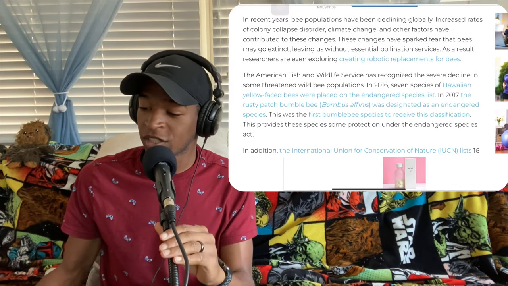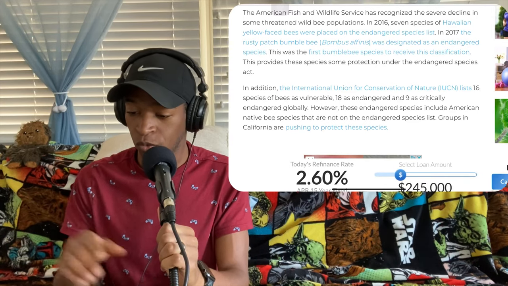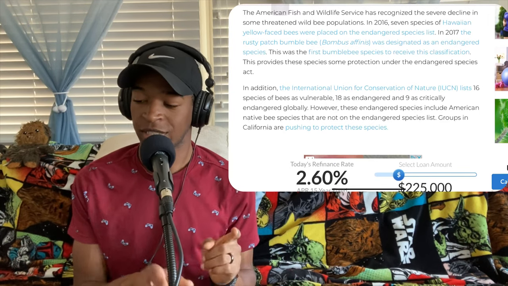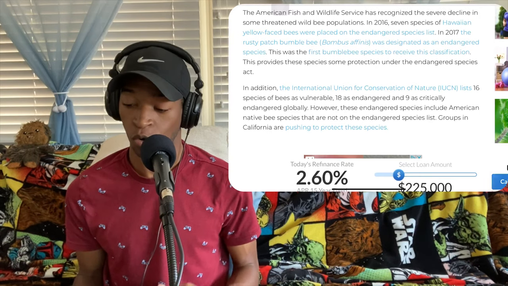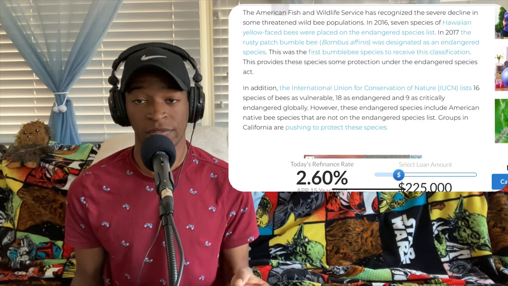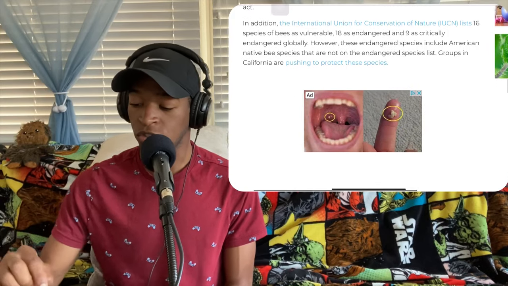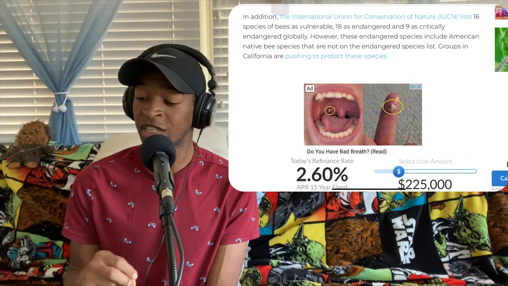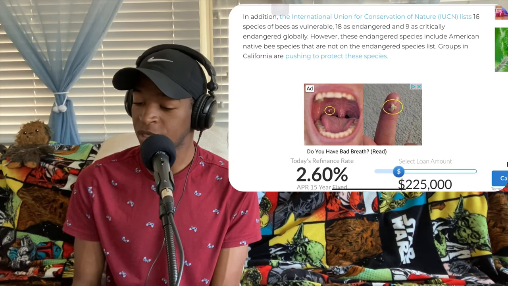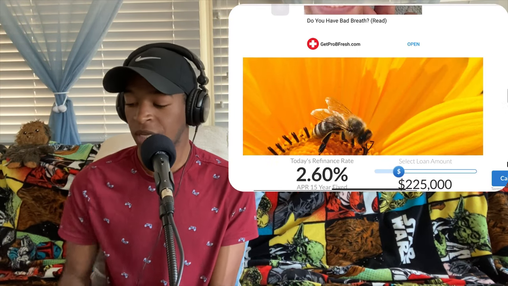In recent years, bee populations have been declining globally. Increased rates of colony... Oh, I already read that. The American Fish and Wildlife Service has recognized the severe decline in some threatened wild bee populations. In 2016, seven species of Hawaiian yellow-faced bees were placed on the endangered species list. In 2017, the rusty patch bumblebee, or Bombus affinis, was designated as an endangered species. This is the first bumblebee species to receive the classification. This provides these species some protection under the Endangered Species Act. In addition, the International Union for Conservation of Nature lists 16 species of bees as vulnerable, 18 as endangered, and 9 as critically endangered globally. However, these endangered species include American native bee species that are not on the endangered species list. Okay? Groups in California are pushing to protect these species. I see.